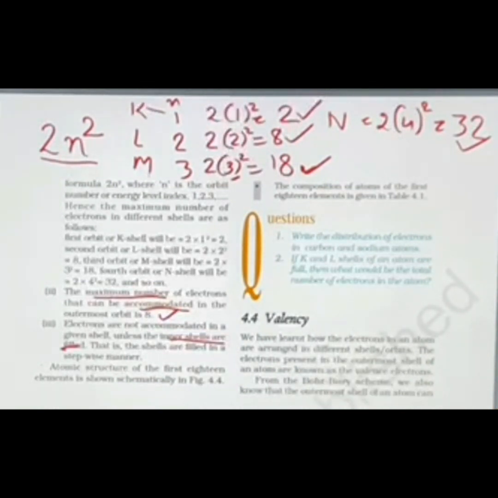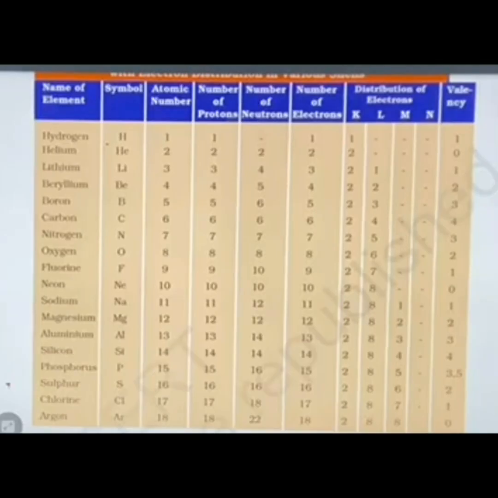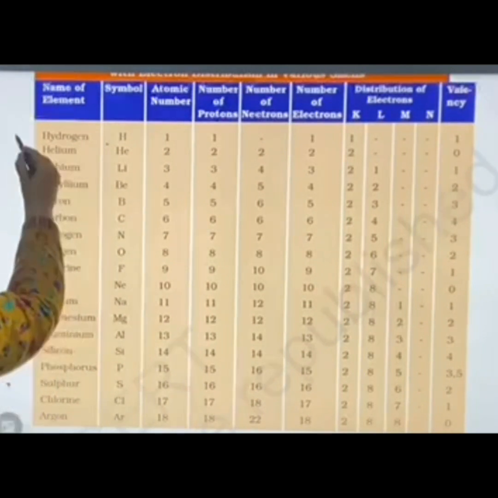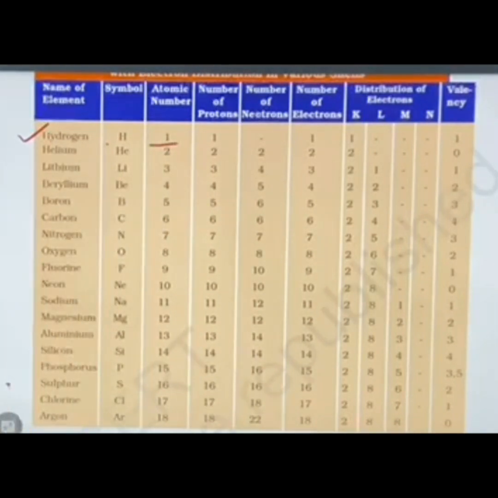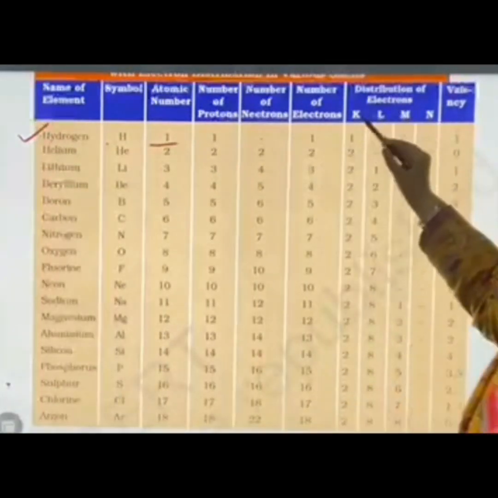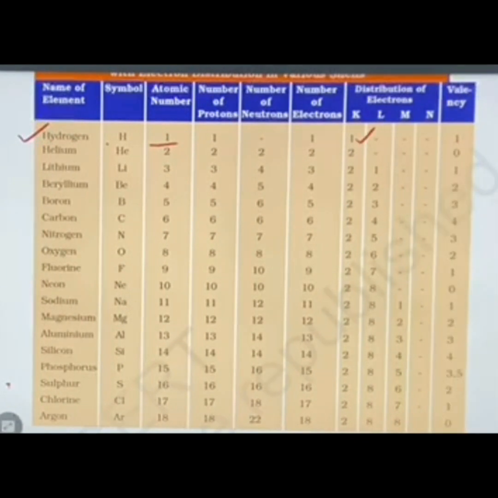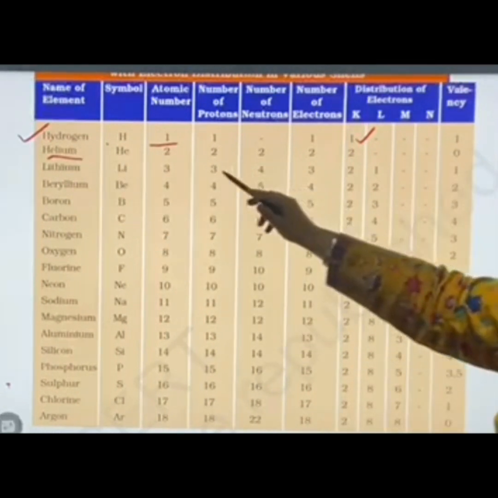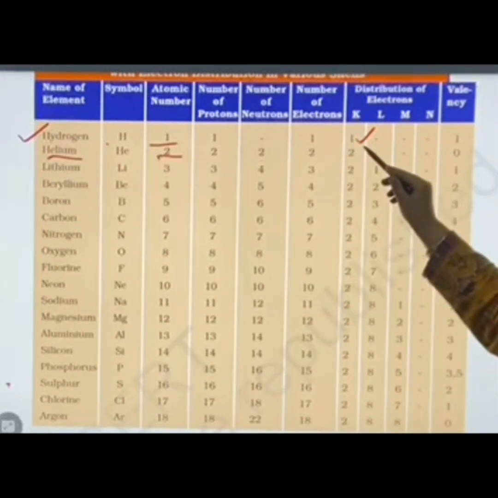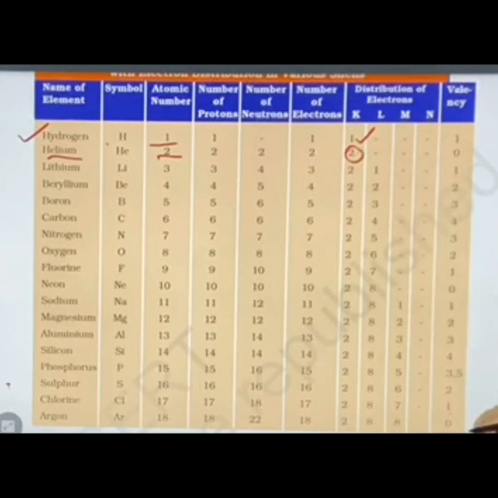So on this basis, if we have to distribute the electrons, we can do the distribution of electrons for elements 1 to 20. Now let us see the distribution of electrons for the first 18 elements. The first element is hydrogen. The atomic number of hydrogen is 1. It indicates that the electron will first go to the inner shell, that is, 1 electron. Now if we have helium as the second element, the atomic number of helium is 2, so the 2 electrons will be accommodated in the K shell. So the K shell accommodates a maximum of 2 electrons.